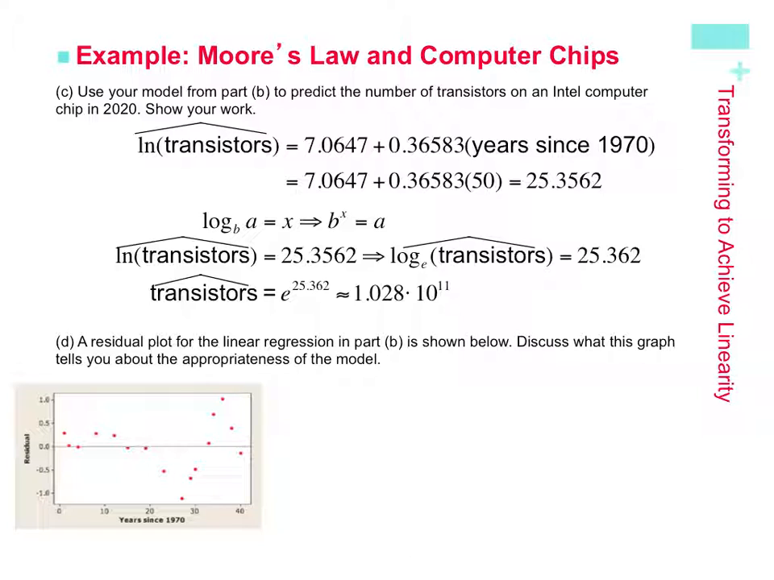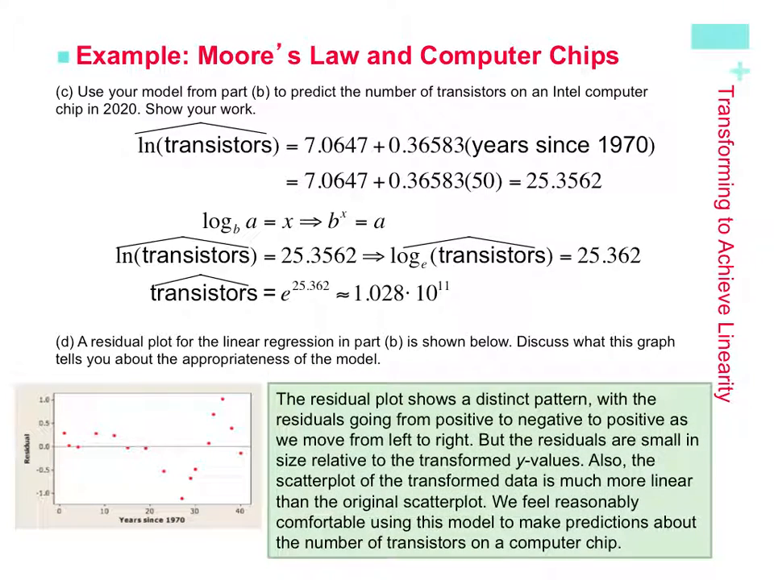A residual plot for the linear regression in Part B is shown below. Discuss what this graph tells you about the appropriateness of the model. Okay. The residual plot, it does show a pattern here, okay? So you could kind of, like I always say, trace it around here, okay? So yeah, positive to negative, okay? But the residuals are fairly small in size relative to the transformed y values.